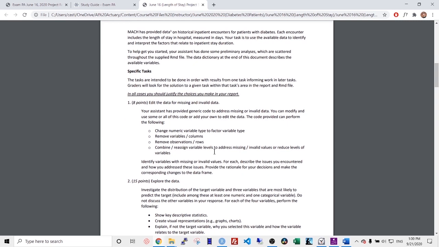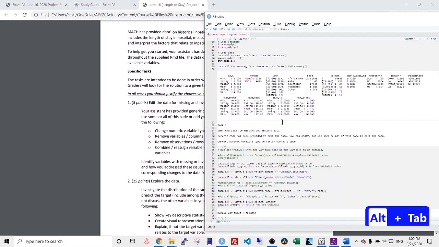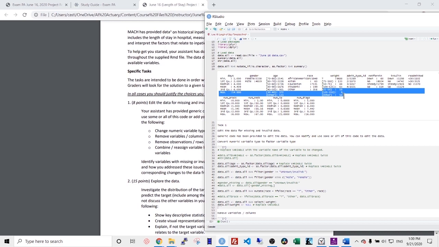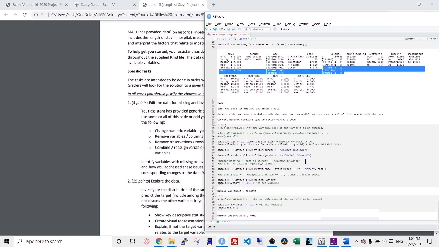Combine or reassign variable levels to address missing or invalid values. Reduce levels. So I did this to address the missing variables. What about reducing the levels? If there are certain variables which have only a few values in certain levels, those should not be used in the model because they don't have enough credibility. So if I look at the weight variable, I can see that there's only 9 records that are in 125 to 150. And similarly, there are only 10 that are in other. So what I might do is just combine these 3 together. But this actually doesn't matter. This is irrelevant, remember, because we deleted weight entirely.